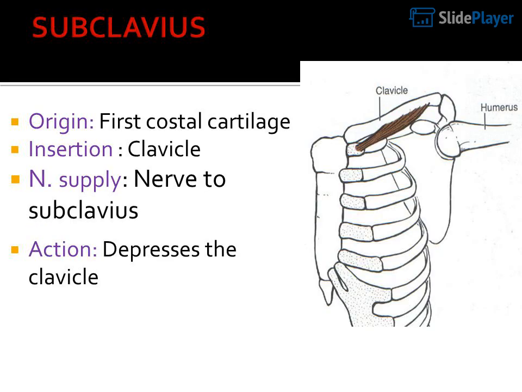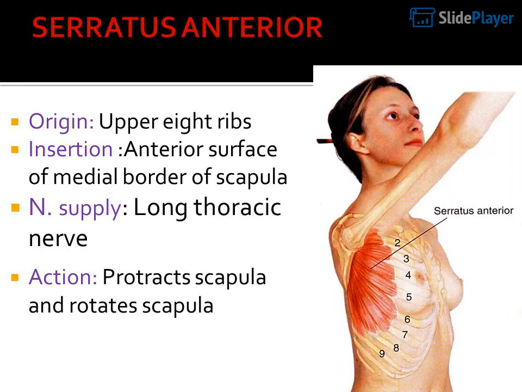Subclavius and supply, nerve to subclavius. Origin, 1st costal cartilage. Insertion, clavicle. Nerve supply, nerve to subclavius. Action, depresses the clavicle. Serratus anterior and supply, long thoracic nerve.